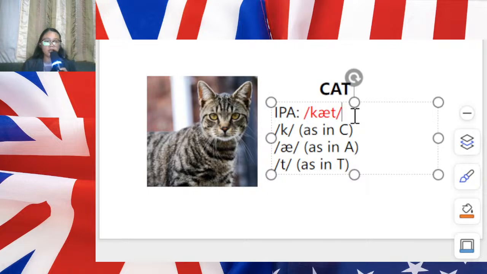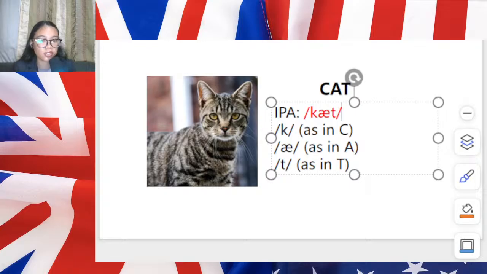All right, so that's just that. We always try to put them in forward slashes. Now let's break down each individual sound, or phoneme, that makes up the word cat.